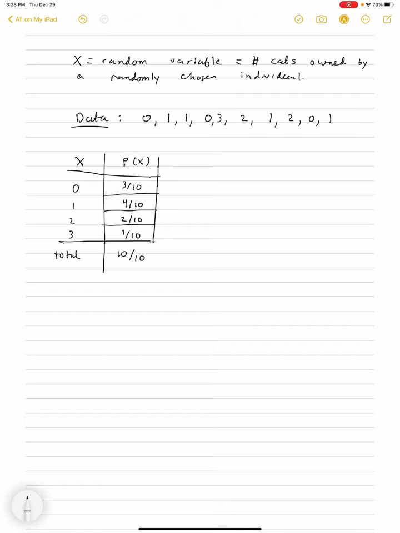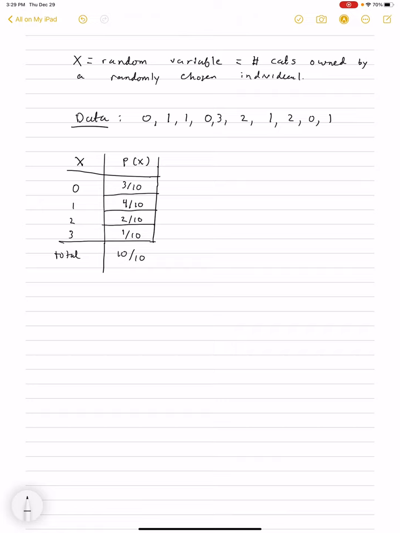Today we're going to be talking about probability distributions of random variables. In this example, x is the number of cats owned by a randomly chosen individual. Okay, so we can collect some data. We have that data. It starts with 0, 1, 1 and keeps going. I'm not going to list all the data. It's there listed, so I'm not going to say it.